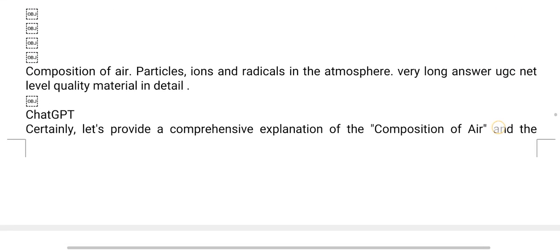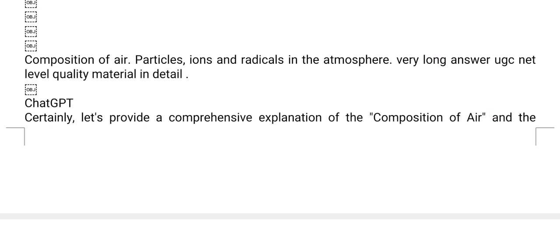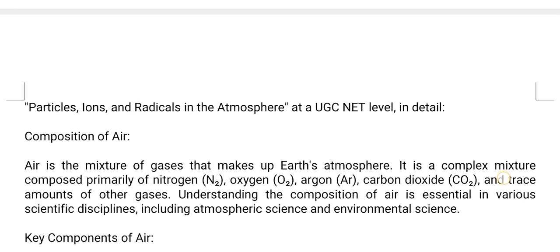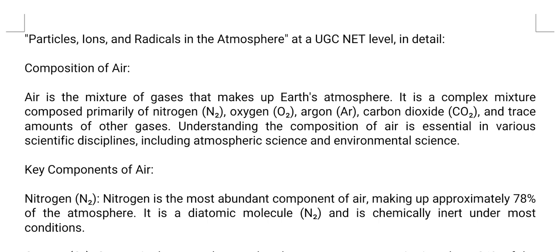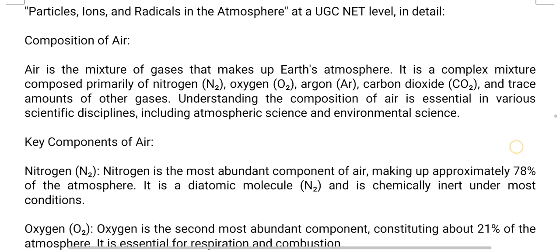Next, composition of air. Particles, ions, and radicals in the atmosphere. Composition of air. Air is a mixture of gases that makes up Earth's atmosphere. It is a complex mixture composed primarily of nitrogen, oxygen, argon, and carbon dioxide, and trace amounts of other gases. Understanding the composition of air is essential in various scientific disciplines, including atmospheric science and environmental science.